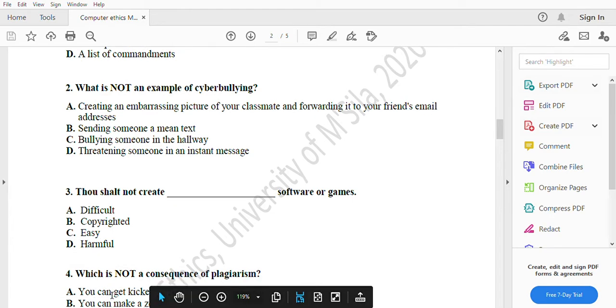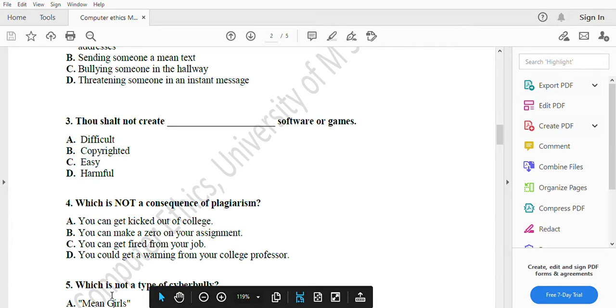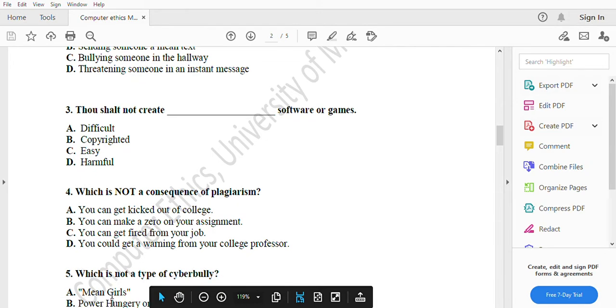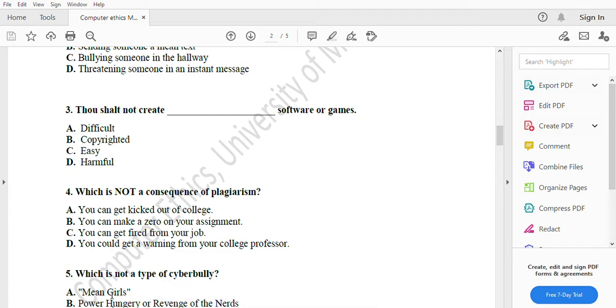Now let's go to the fourth question: which is not a consequence of plagiarism? Of course, you know what plagiarism means, so now we are going to find out what is not a consequence. You know what reason and consequence mean. A is you can get kicked out of college. B, you can make a 0 on your assignment. C, you can get fired from your job. Or D, you get a warning from your college professor.